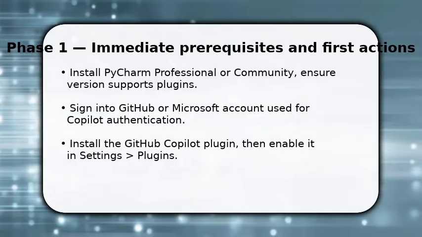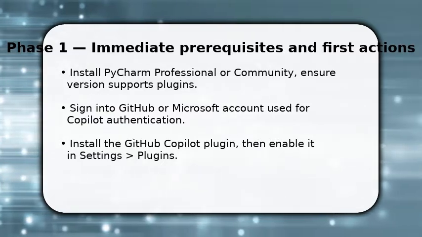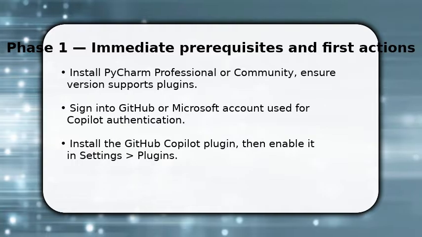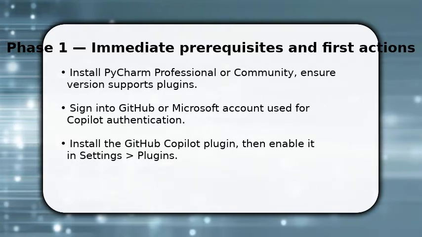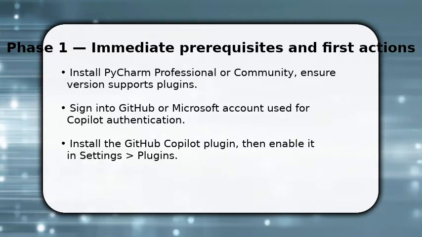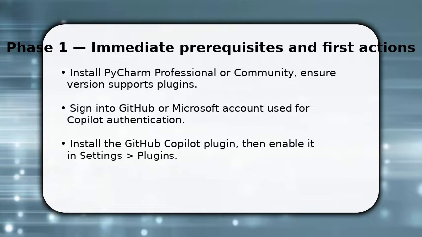You start by confirming prerequisites, PyCharm updated and your Copilot account ready. Once done, open plugins and install GitHub Copilot. The IDE will request permission. Next, sign in with the same account Copilot uses and allow the OAuth prompt. This links your IDE to the service.